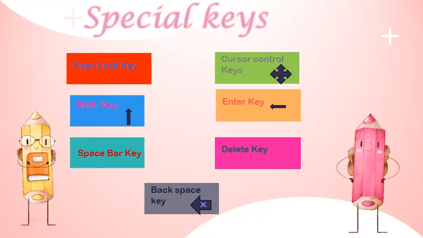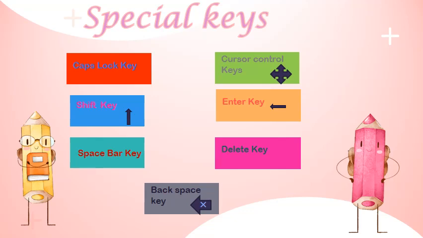Now there come special keys that perform special tasks within a computer. These are caps lock key, shift key, space bar key, backspace key, cursor control key, enter key, delete. Now, number 1, caps lock key. Caps lock key is used for typing the letters in capital form or in uppercase letter. It means when you write in capital letters, you will use caps lock key.